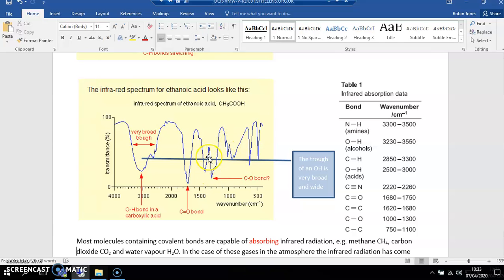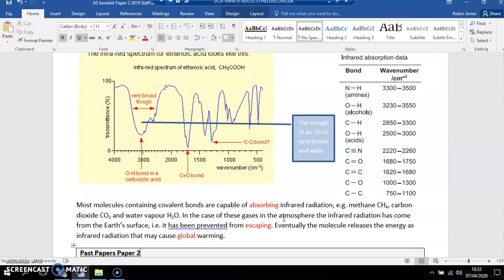I've got something else going on here, but I can't really determine it. This is the fingerprint region. So if I didn't know what kind of carboxylic acid it was, I could run various different carboxylic acids through the infrared spectroscopy machine to determine that it would be ethanoic acid, because ethanoic acid would match with this fingerprint region here.